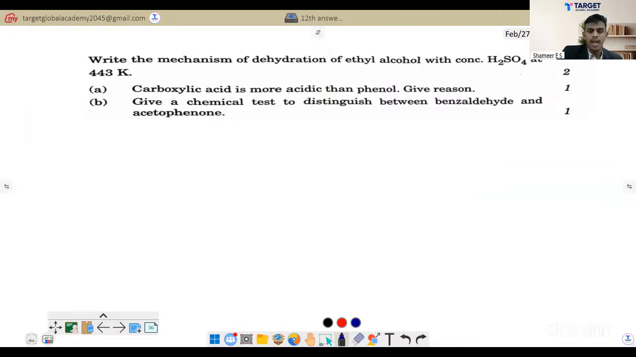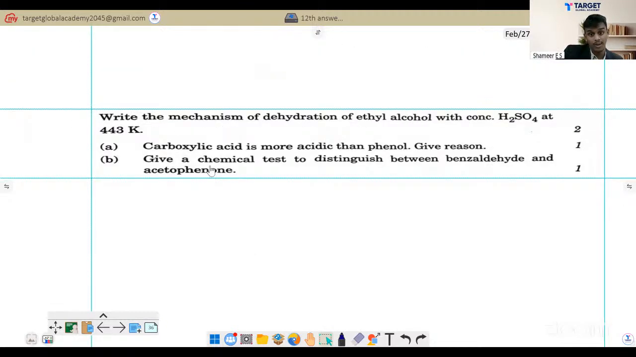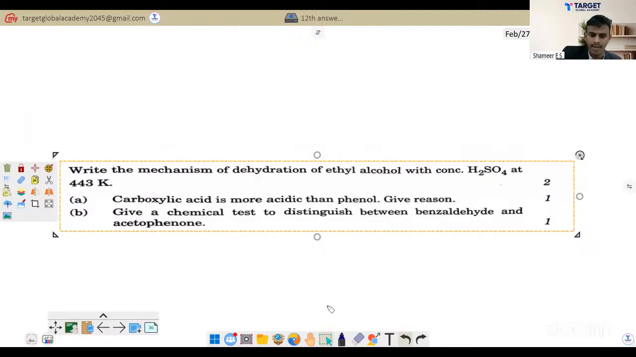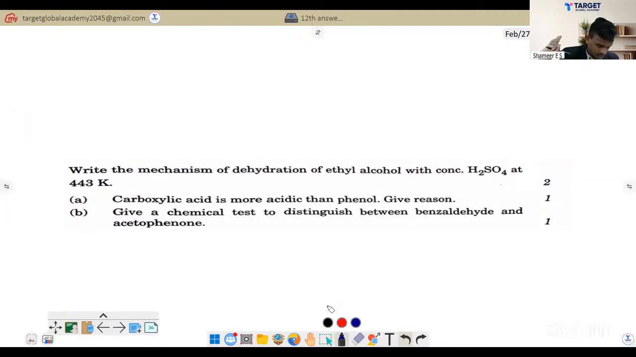Next question. Write the mechanism. Mechanism is asked in this set 3, ethyl alcohol at 443 Kelvin. I told you three mechanisms are asked. Carboxylic acid is more acidic than phenol. Why? Due to the resonance, or due to the conjugation or resonance.